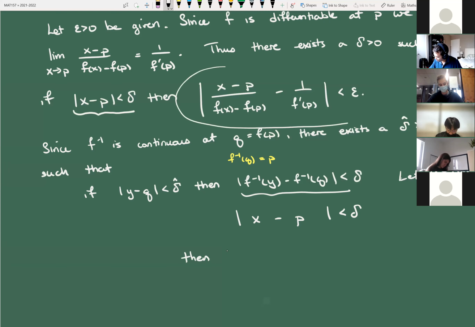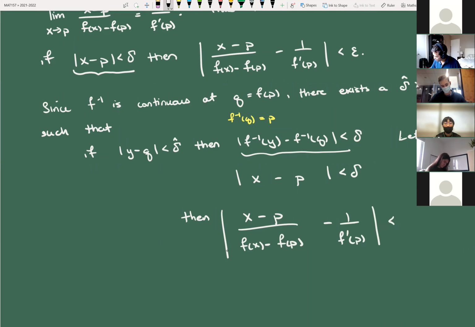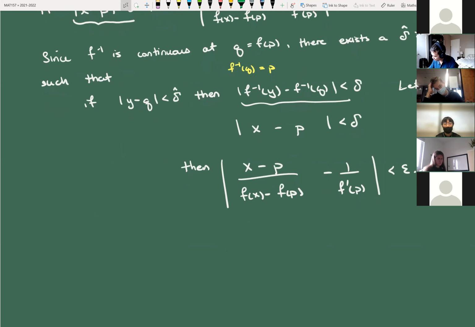So now I'm going to take this thing up here, because we're in this situation now, right? |x minus p| is less than delta. So that tells me then that |(x minus p) divided by (f of x minus f of p) minus 1 over f prime of p| is less than epsilon. Okay, so I took my y and q, converted them into x and p so that I could use this equation. But now that I have this equation, I want to convert it back into y's and q's. So I'm going to rewrite this as y's and q's. So this is going to give me f of x.